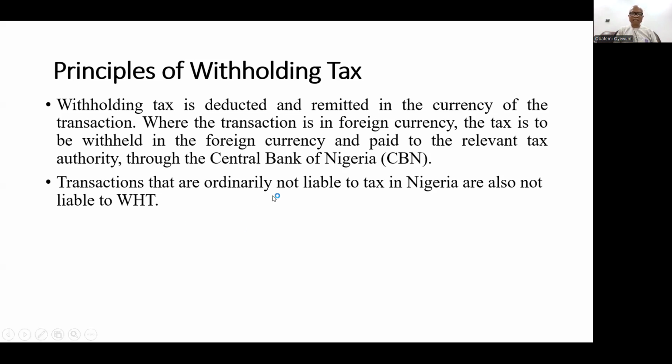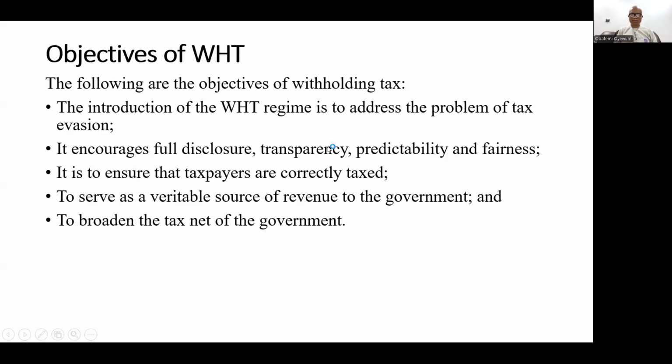Transactions that are ordinarily not liable to tax in Nigeria are also not liable to withholding tax. Okay, so let's go ahead to talk about the objectives. What are the objectives? Number one objective: the introduction of withholding tax regime is to address the problem of tax evasion. So you cannot escape it.